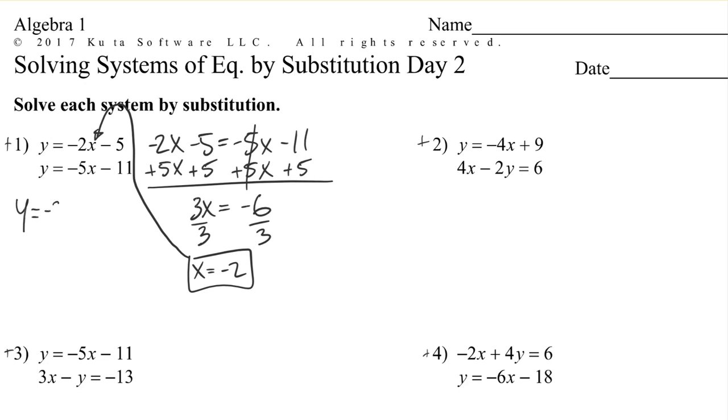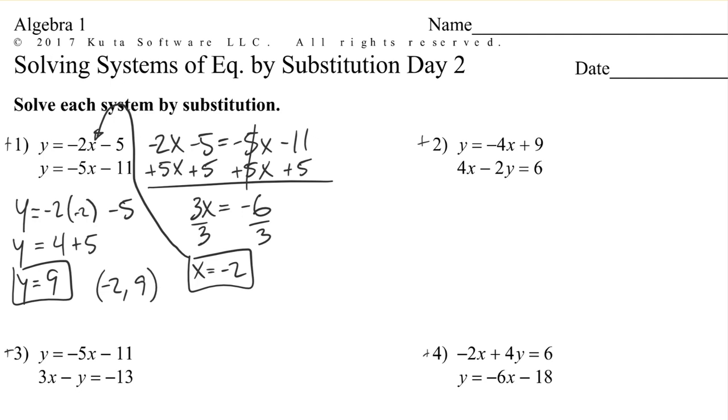So y equals negative 2 times x minus 5, and we're substituting in a negative 2. So negative 2 times negative 2 makes 4. 4 plus 5 makes 9. So our point where the lines intersect is negative 2, 9.